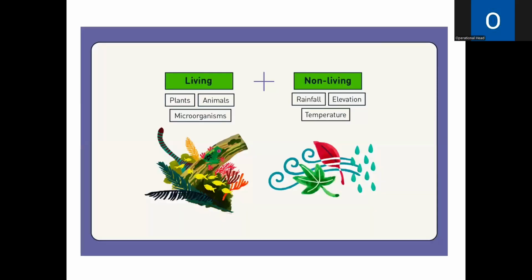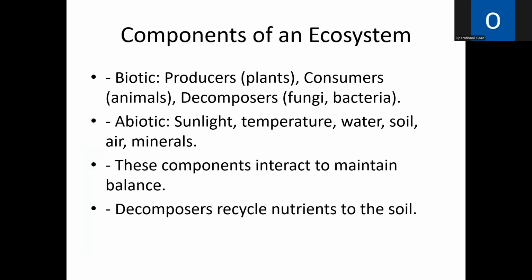Let's understand with the help of the image, living plus non-living, as we defined interdependence. That means whether plant and animal or even bacteria, they depend on each other. So it is basically an interaction between living and non-living things. Living is called biotic, non-living is called abiotic. Living examples are plants, animals, microorganisms, whereas non-living are rainfall, elevation, temperature, etc.